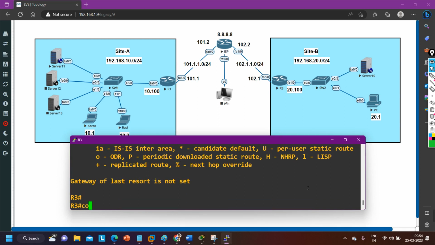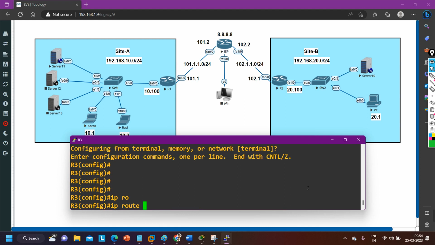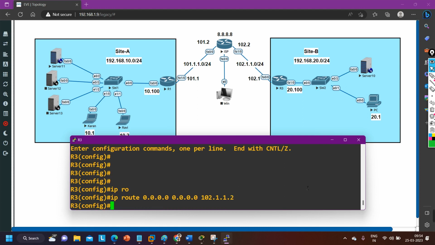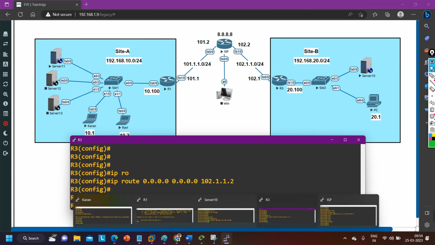So here I am not running a default route. First of all, let me configure one default route over here. IP route 0.0.0.0 0.0.0.0 and next hop IP address will be 102.1.1.2. Okay.